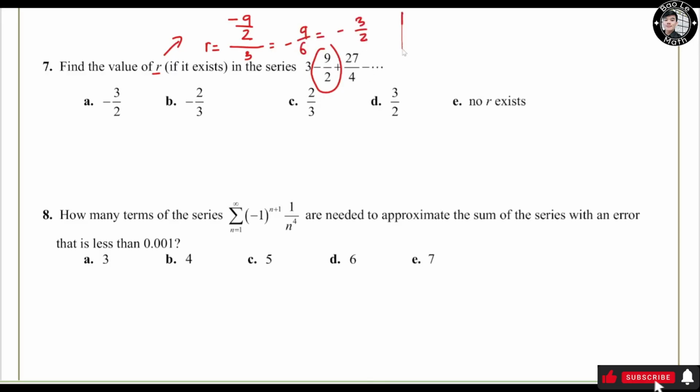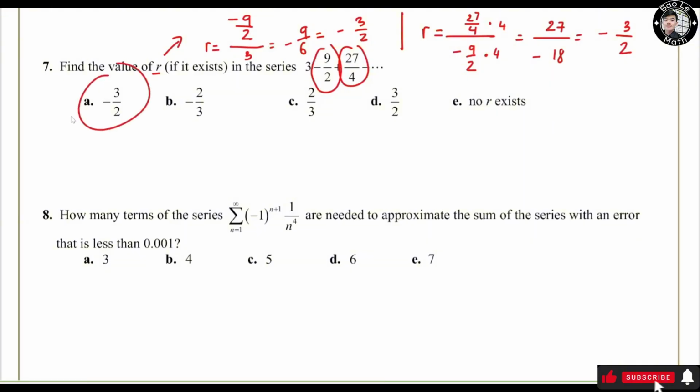Now, we have another way. R equals this term right here, 27 over 4, divided by -9 over 2. Multiply the top and bottom by 4, so it's going to be 27 over -18. Now divide the top and bottom by 9, so it can be -3 over 2. The common ratio is -3 over 2.